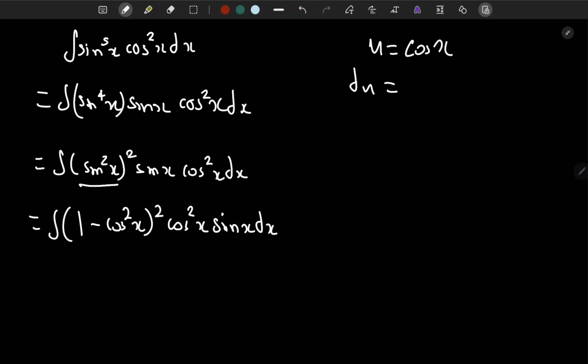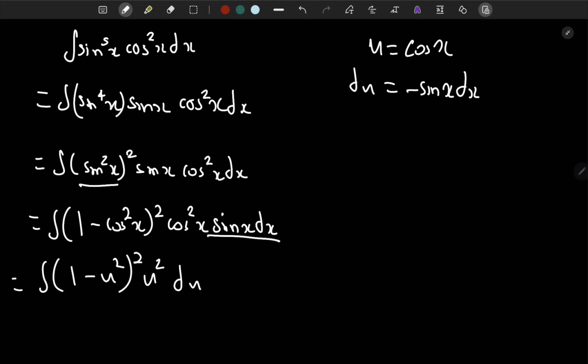du is going to be equal to minus sine x dx, and now we can replace cosine with u, and we can replace this part with du. So the integral of 1 minus u squared, again squared, times u squared, and this part is going to be du. Don't forget that we have a minus sign over here, so I'm just going to take it out here.